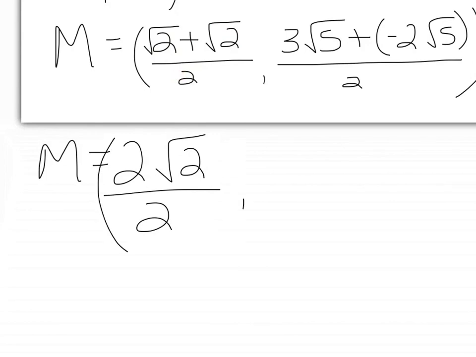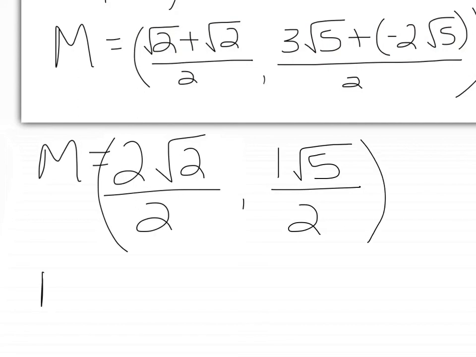And then over here we have 3 square roots of 5 plus negative 2 square roots of 5. My index is 2 here and 2 here. And my radicand is 5 here and 5 here. So I can add them together. So you just add the numbers out front. So in this case, you're basically saying I have 3 square roots of 5 and I have negative 2 square roots of 5. So when you add them together, you say 3 plus negative 2 is just 1 square root of 5 over 2.